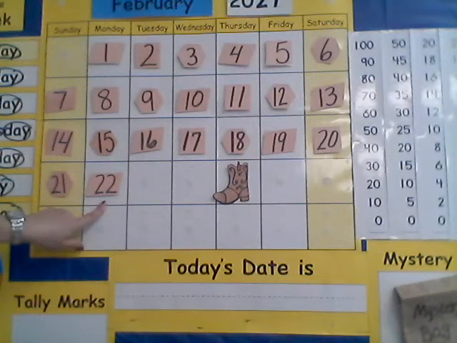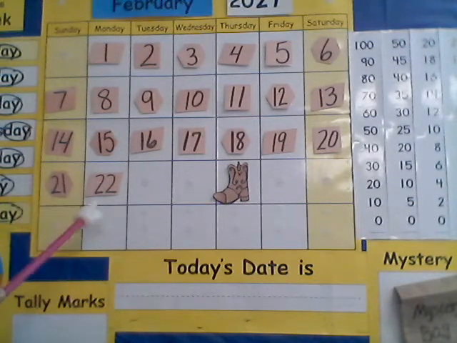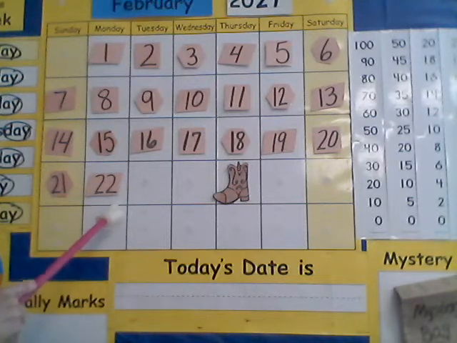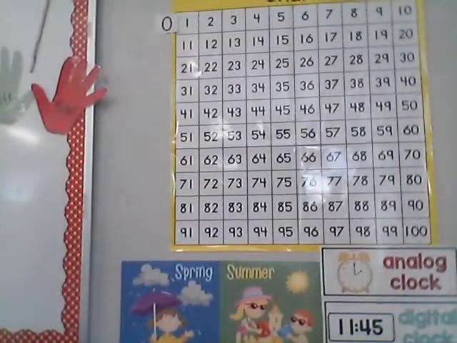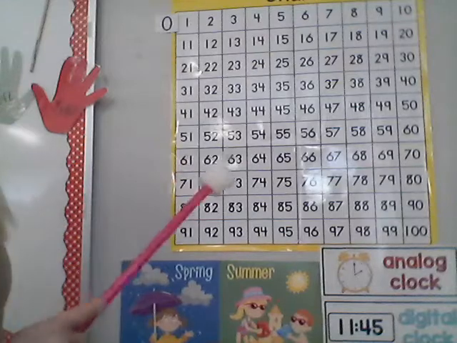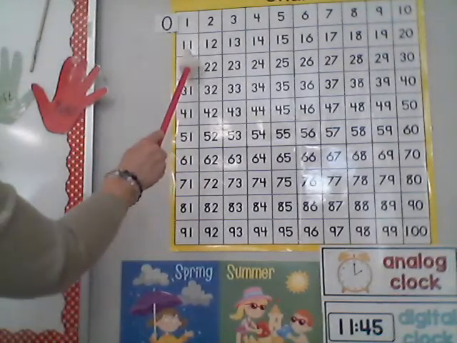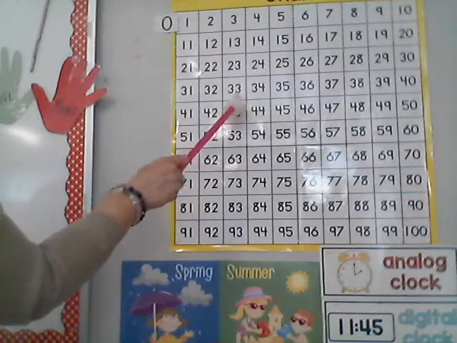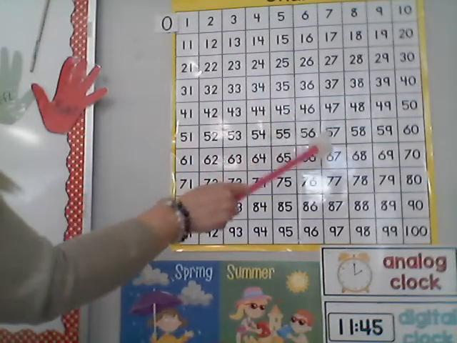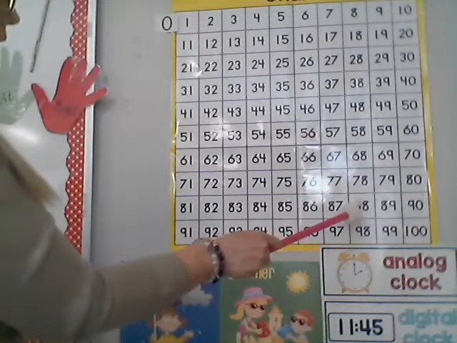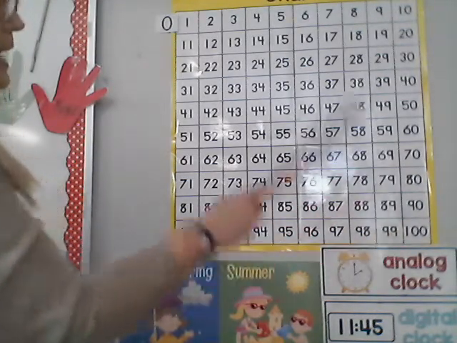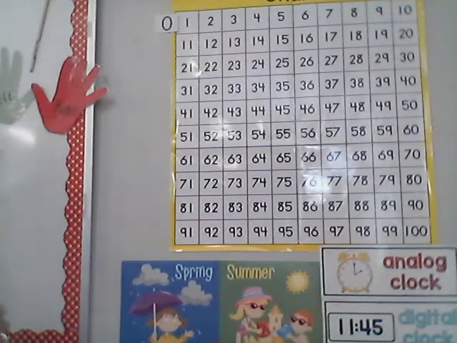And we know that 22 is a special number because we can read it from left to right and right to left. Now, the only numbers you can read left to right and right to left are the numbers. Say them with me. 11, 22, 33, 44, 55, 66, 77, 88, and 99. And how come? They are the same number.